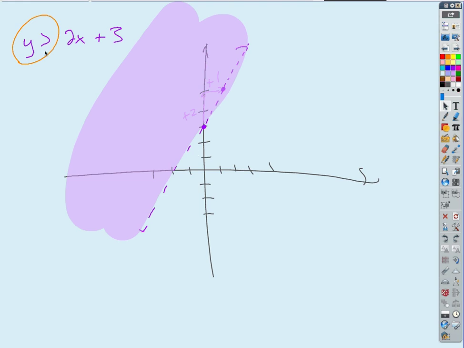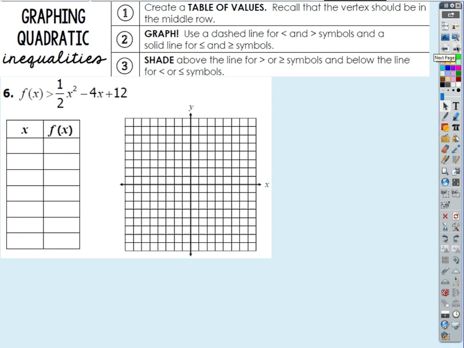Because we're not using an equal sign here, I would graph the line as a dashed line, so it's only a boundary. And here's the important part. When I have y is greater than the line, that means I'm only graphing the stuff above the boundary. Okay, so we've done a bunch of that. I'm sure you're familiar with that. How is it going to change for a problem like this when it's a quadratic inequality?